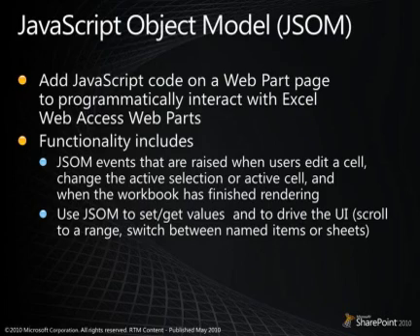The JSOM enables developers to access items such as Excel spreadsheets, ranges, tables, PivotTables, and charts. Developers can then set and retrieve values from individual cells or from named ranges. It also provides hooks for events that are raised when a user changes the active selection cell or edits a cell. Finally, the JSOM can be used to scroll to different regions of the spreadsheet or to change which sheet or named item is displayed.